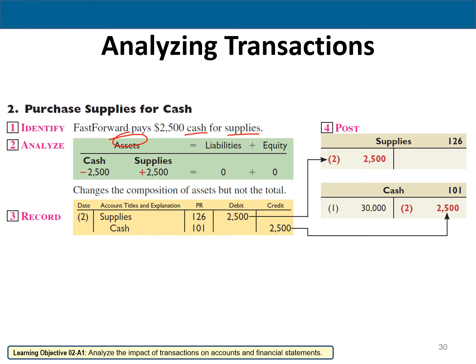And so we said that in order to increase an asset account, we debit, right? So you have your supplies and your debit for $2,500. And then we said in order to make an asset account go down or decrease, we credit, right? So we're going to credit cash for $2,500. And then we're going to post our debits to the left side and our credits to the right side.